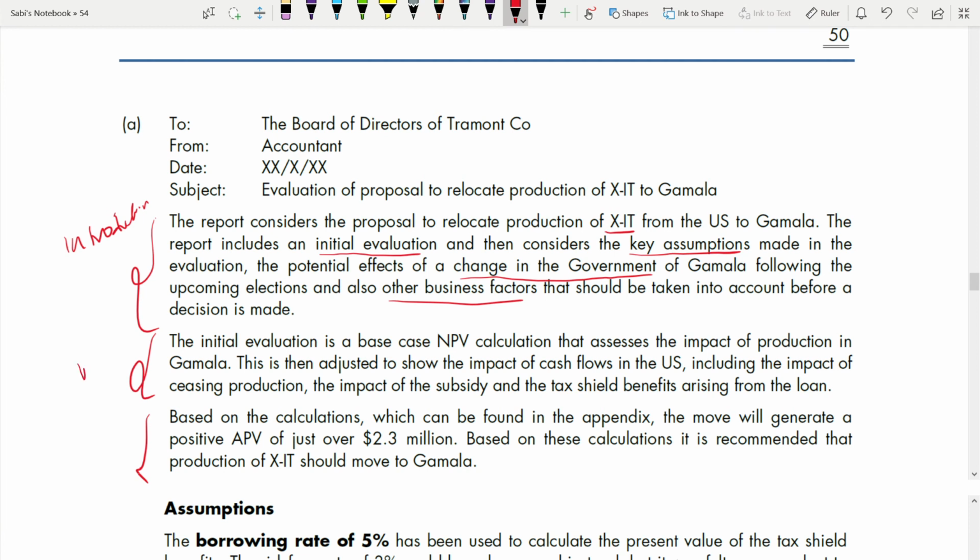Here they talked about net present value. Here they talked about APV. Do you see all the 3 lines? But to do those 3 lines, you have to do so much working. Of course, you cannot start writing net present value now, or talk anything about adjusted present value, because you have to do your calculations.